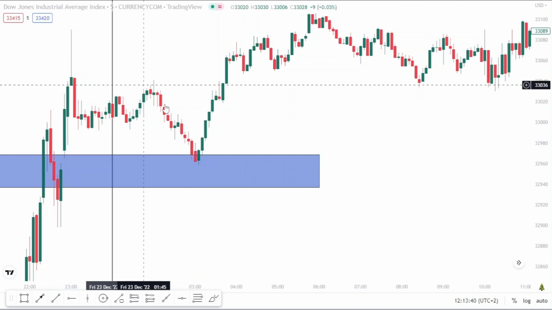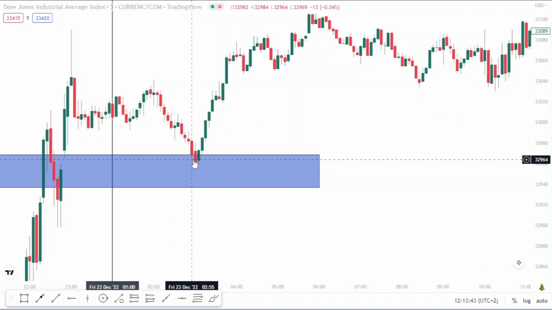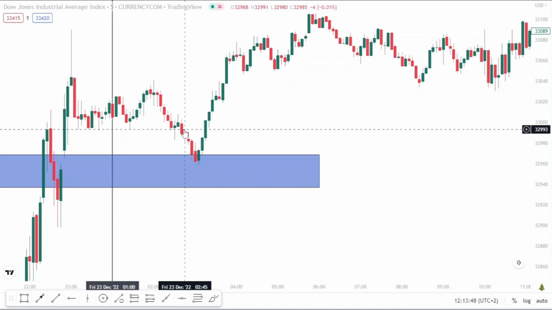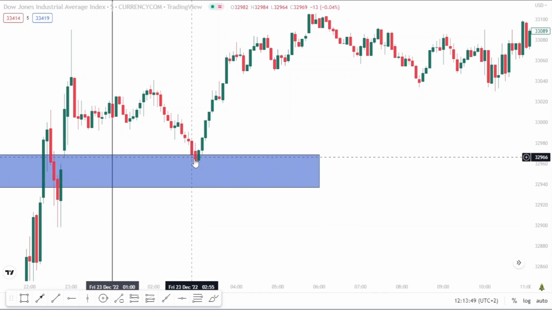Typically, when the market is approaching my support level, I would start looking for bullish engulfing candles, or I would look for reversal patterns. This can be your inverse head and shoulders or even double bottoms.